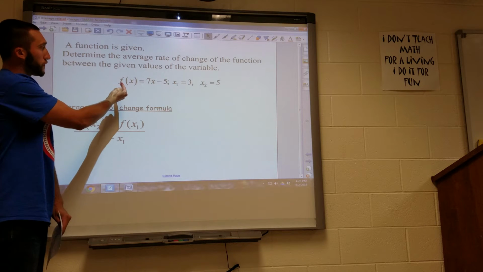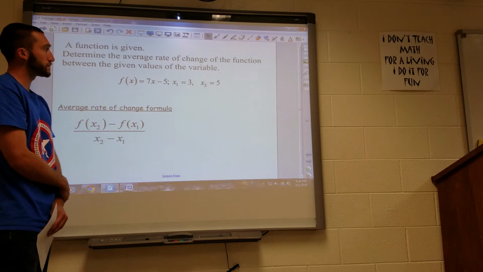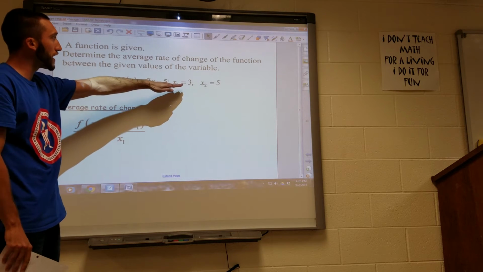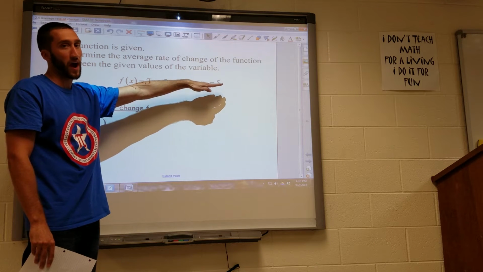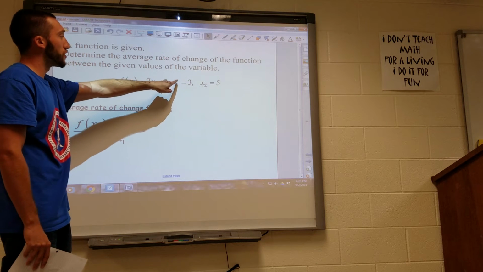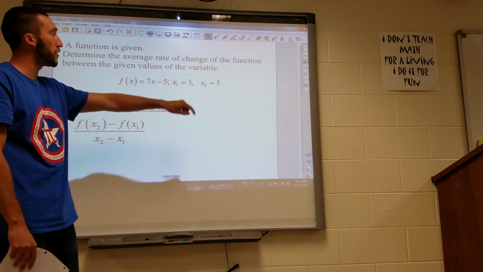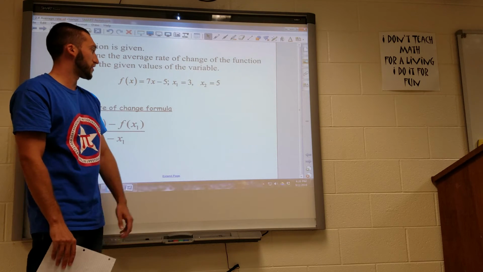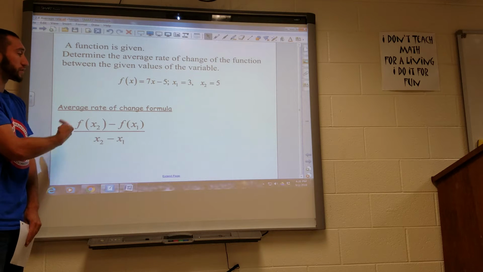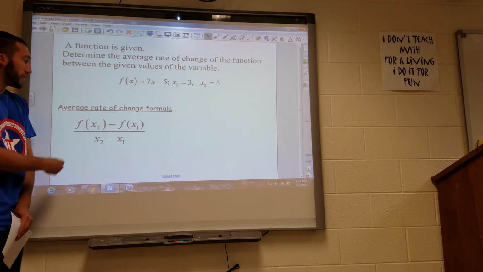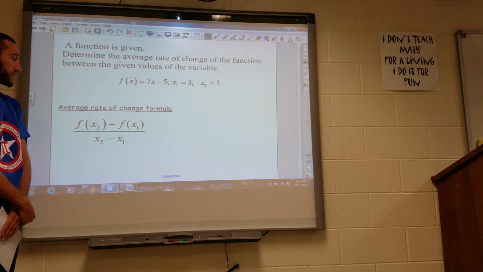So they've given us the function f of x equals 7x minus 5. They've given us that the first value of the variable is 3, the second value of the variable is 5. Sometimes they will not even denote this as x1 and x2, they'll just give you the 3 and the 5 and expect you to know that this is the first, this is the second. Something you're going to want to get down in your notes is the average rate of change formula. So you're going to need to know that formula if they're asking for the average rate of change.